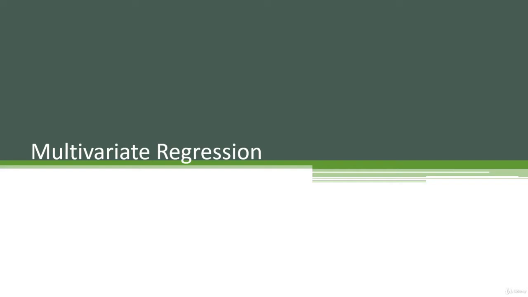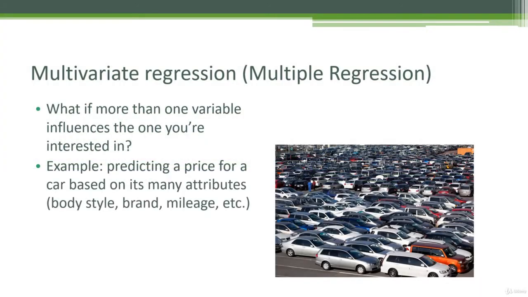Let's dive into multivariate regression, just a regression that takes more than one variable into account, more than one feature. The concept's actually pretty simple. It's just answering the question, what if I have more than one variable influencing the thing that I'm trying to predict? So basically I'm doing a regression where I don't just have one feature that I'm measuring to try to predict some value, I have many features that might come together. An example might be predicting the price for a car based on its many attributes.